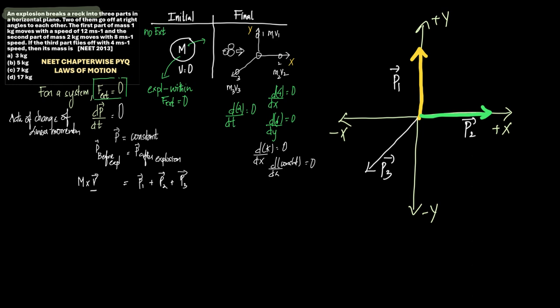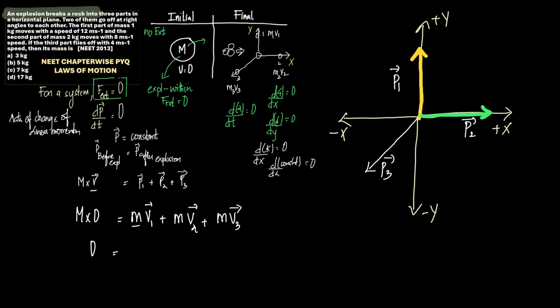What is this vector v? It is at rest, so that is 0, which equals p1 plus p2 plus p3. P1 is actually m into vector v1, plus p2, which is m into vector v2. What is p3? It is m into vector v3, right? Now, what is p1? M into 0 is 0.